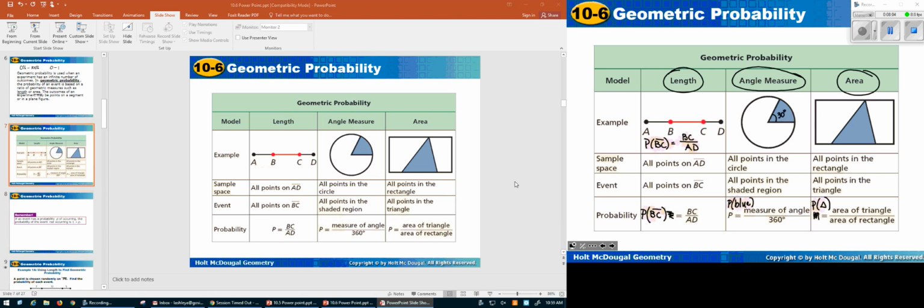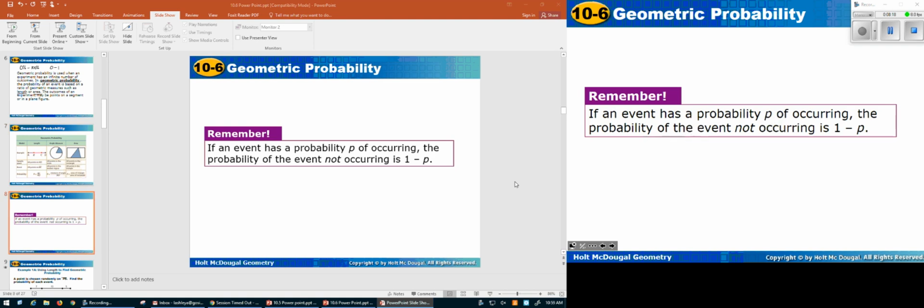So you may have to do some harder problems where you're finding the whole minus the part, and that's just what goes on the top. And then you still divide by the entire area. Okay, so probability should be a number between 0 and 1, or 0% and 100%.